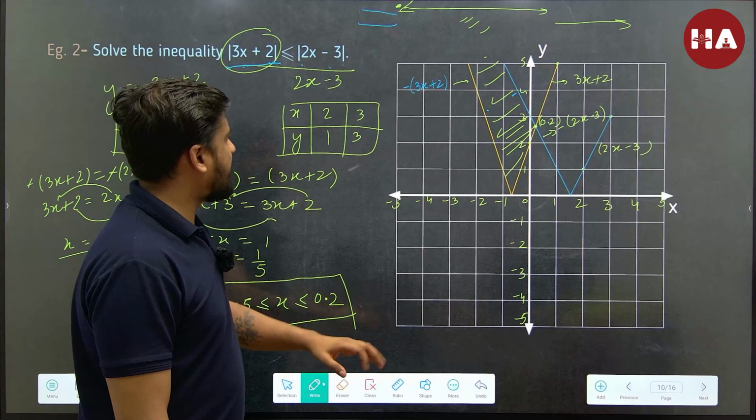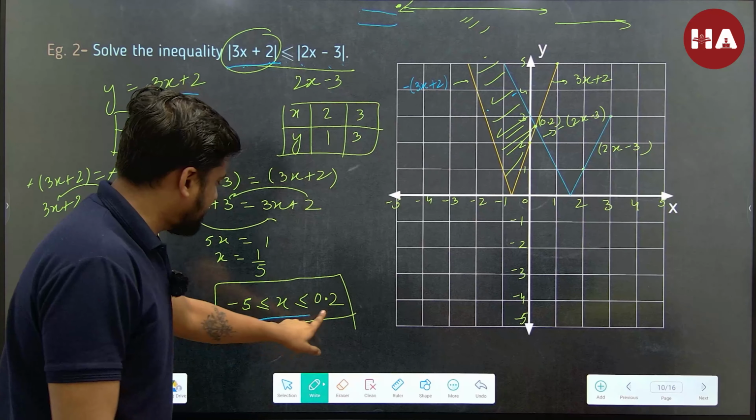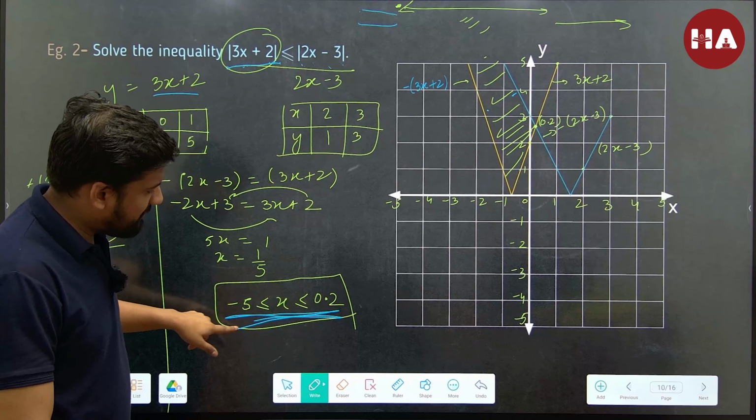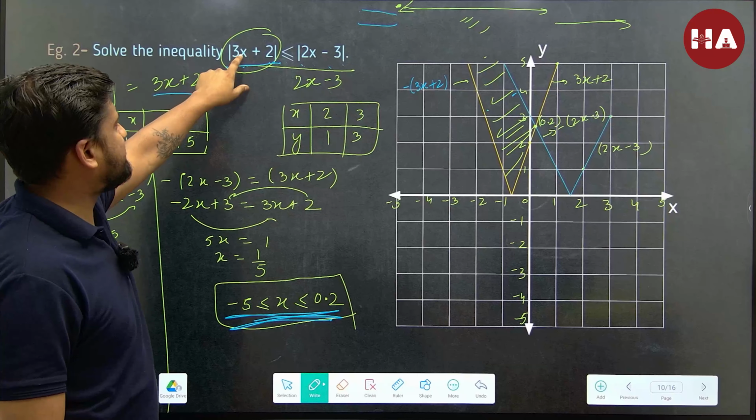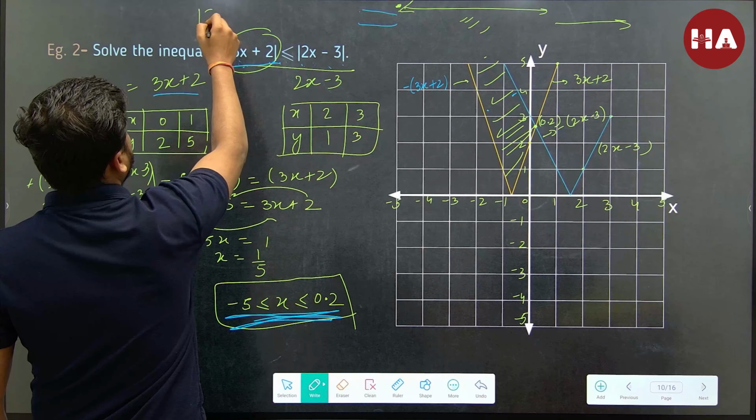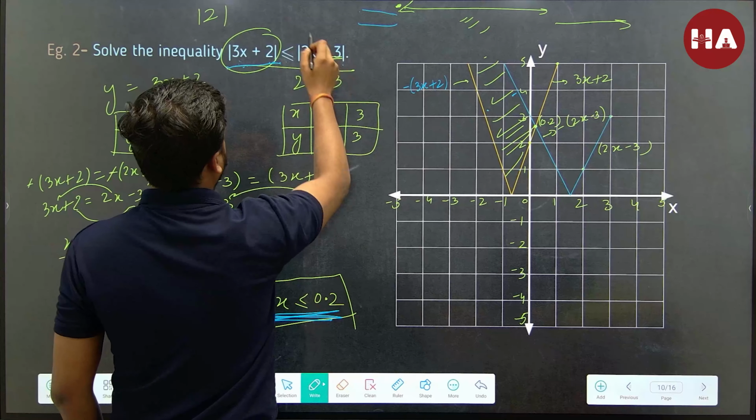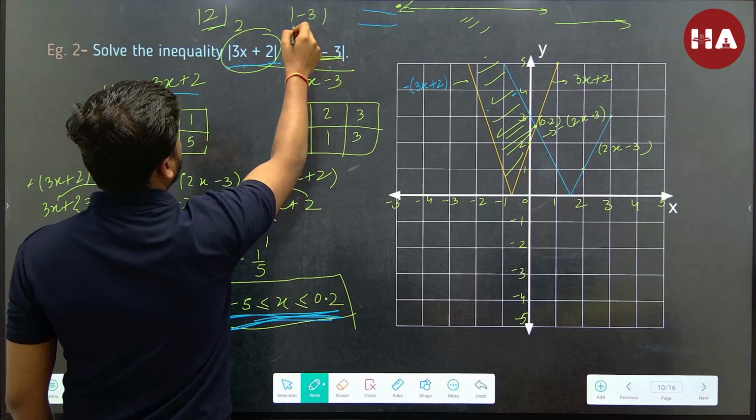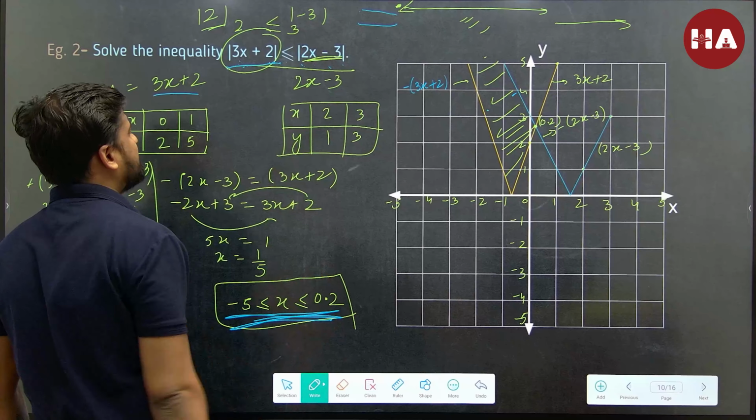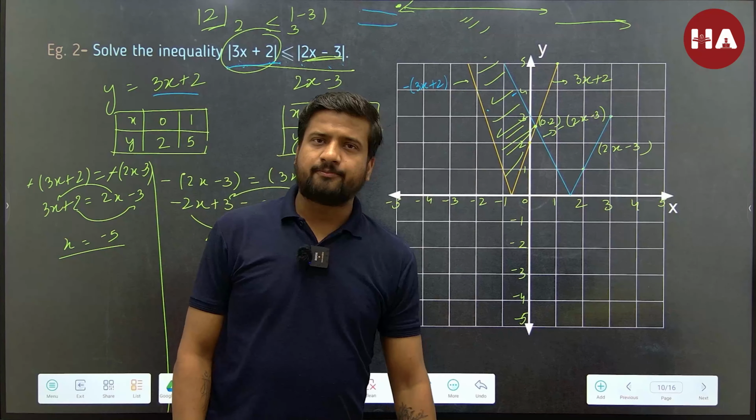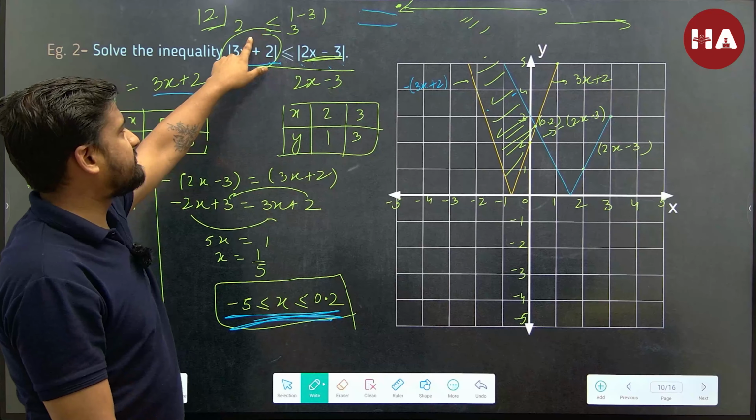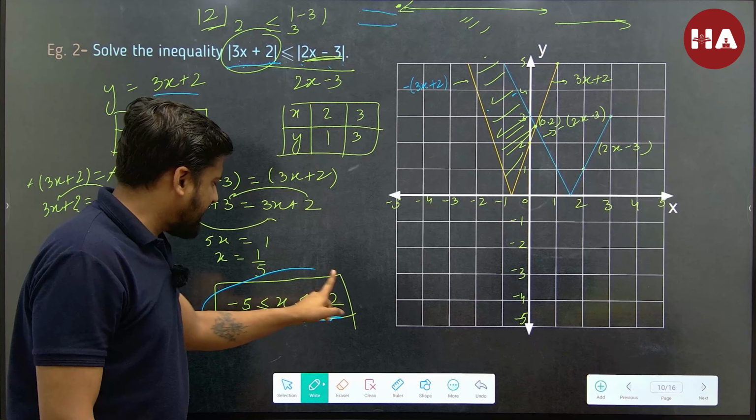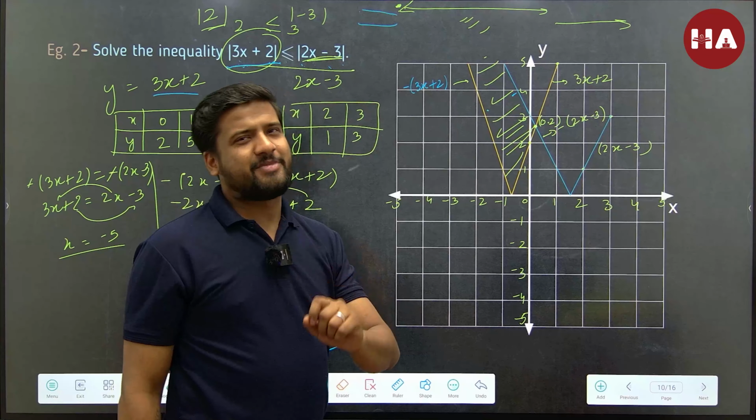For example, let's put x as 0. I'm getting x as 0 in between this one. So let's put x as 0. I'll get modulus of 2 here, and here I'll get modulus of minus 3. So modulus of 2 is 2 and modulus of minus 3 is 3. So 2 is obviously less than or equal to 3. So that satisfies my equation, and that's why this region is my answer.